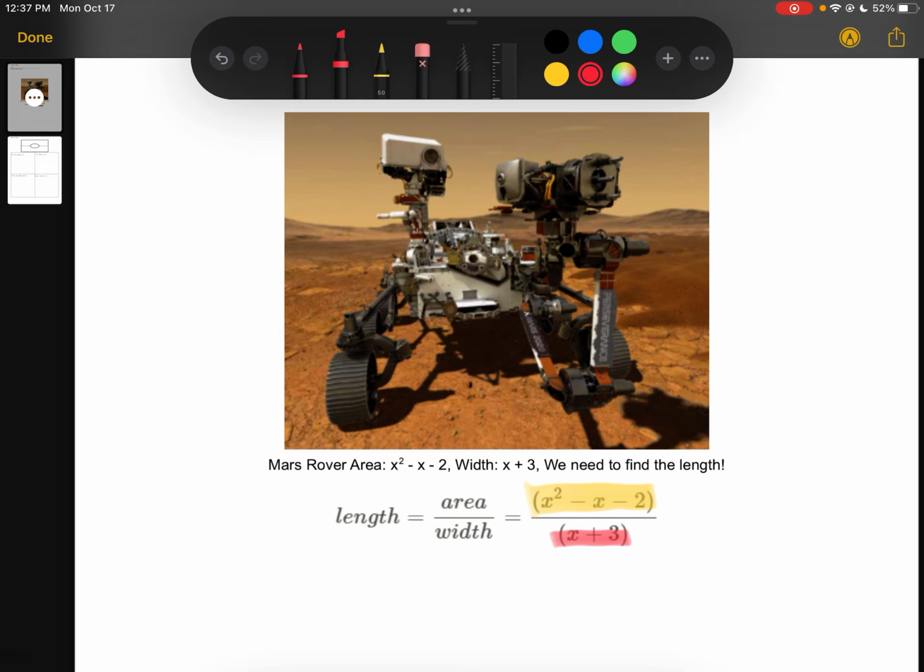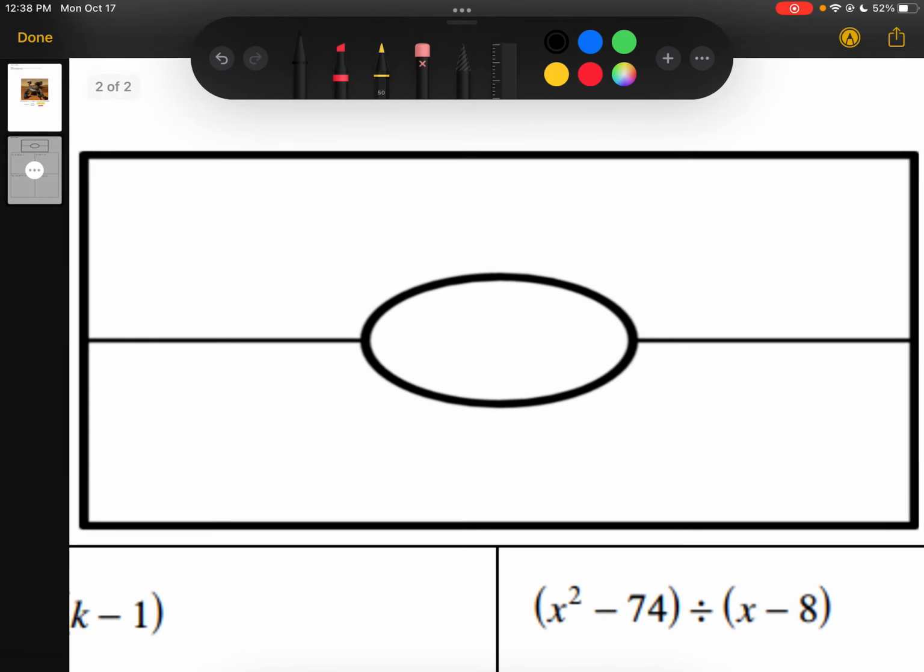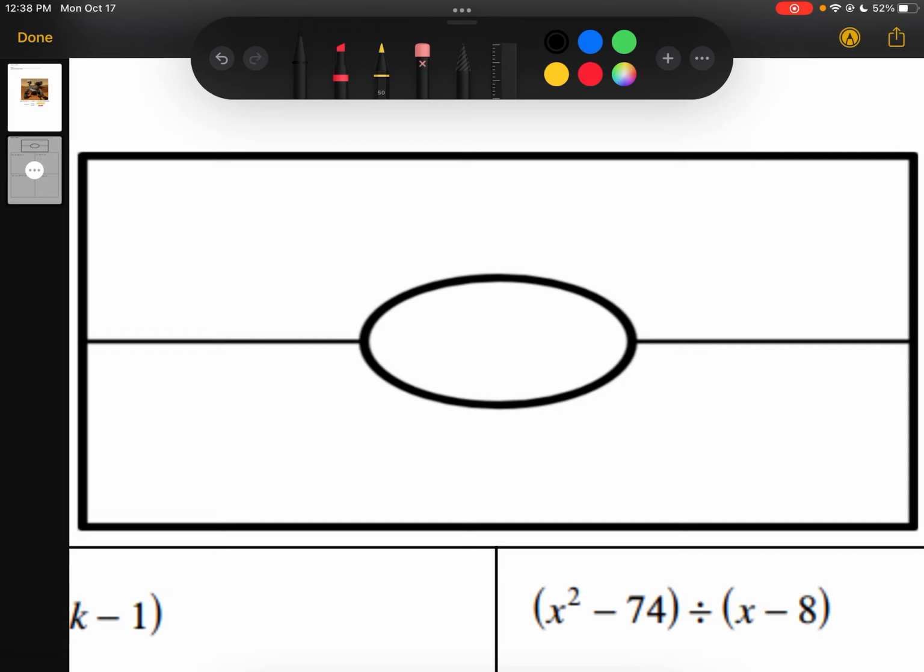So a cool application. We're going to come back to this in a moment after we work through some of our examples, as the culmination of everything we're doing, to see that we can actually solve for that length of the Mars rover solar panel charging system. So jumping in for today, we're going to start off with a definition and then move from there.